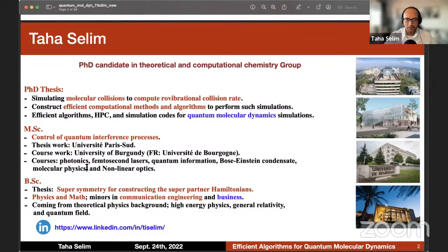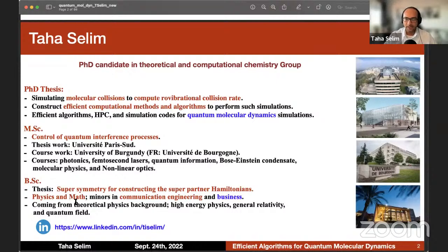My master's was in chemical physics, and I worked on femtosecond lasers. The thesis work was on control of quantum interference processes using femtosecond lasers. So basically designing and fine-tuning parameters for a laser to control a chemical reaction by controlling electron motion that can guide nuclear motion and so on. The thesis work was done at the University of Paris Sud, and the coursework was done at the University of Burgundy. Courses, of course, covered photonics, femtosecond lasers, quantum information, Bose-Einstein condensates, molecular physics, and some other courses.